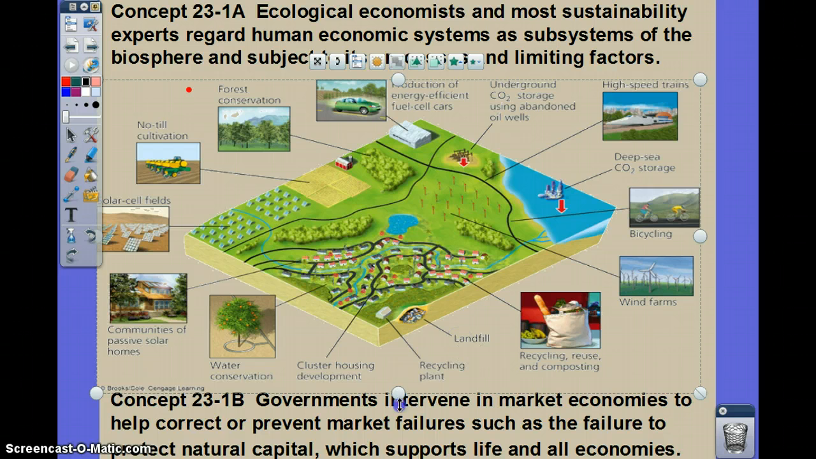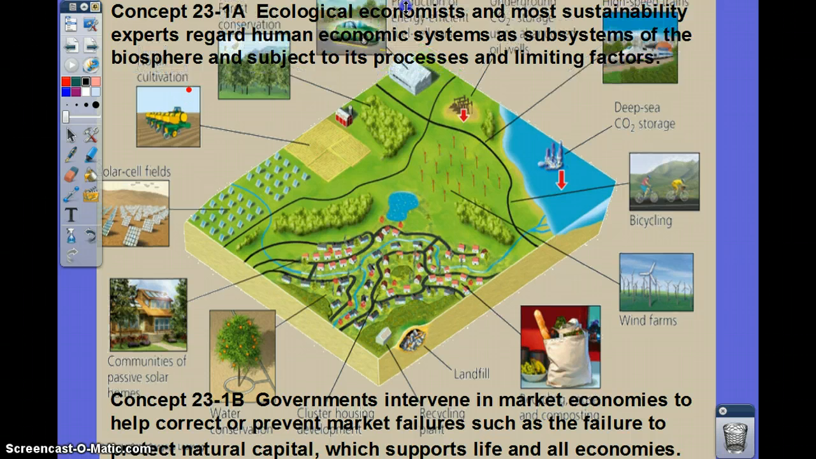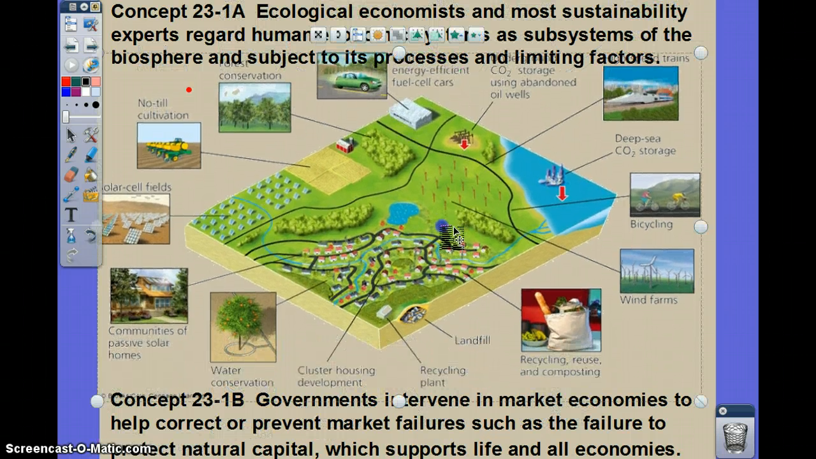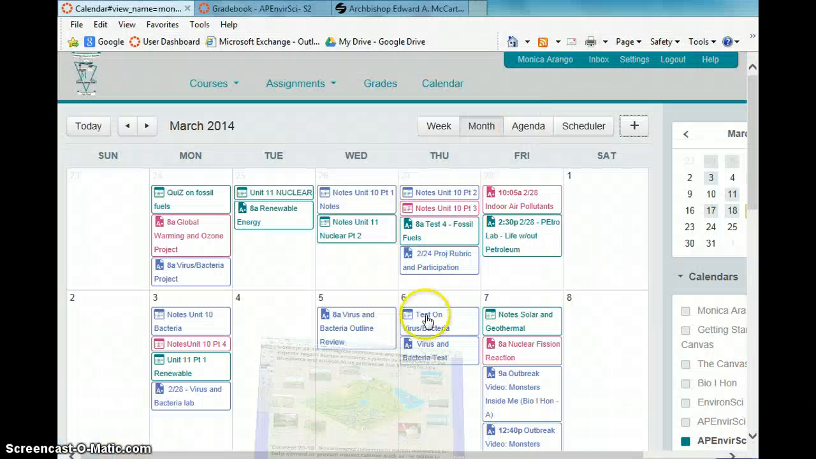Oh, the bottom one. Whoa. Okay, that was not smart. Where's my video? 23-1. Somebody besides Emily. I can't find my video now. Do you see this? What the?